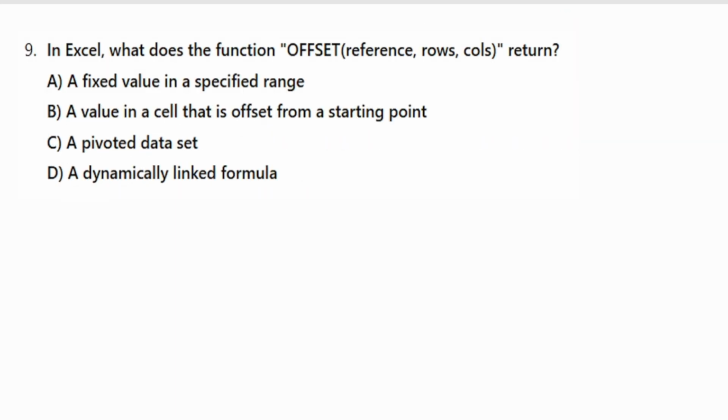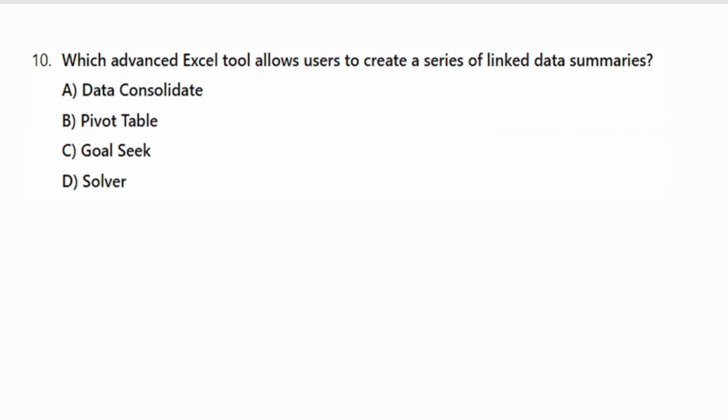Now move to the next question. In Excel, what does the OFFSET function with row and column arguments return? It returns a value in a cell that is offset from a starting point. The OFFSET function returns the value of a cell that is offset by a specified number of rows and columns from a starting reference point.